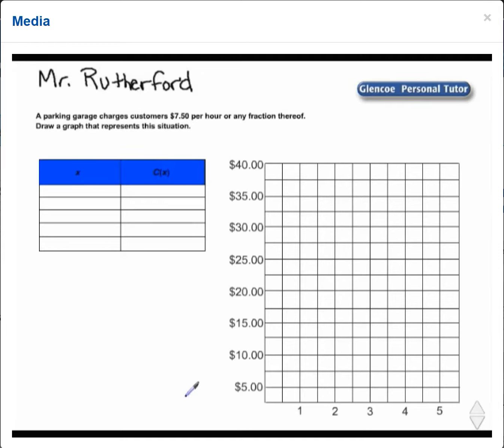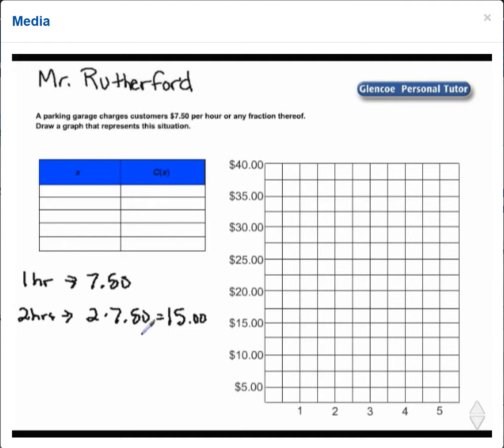Notice here that our total charge is always going to be a multiple of $7.50. So that means that after 1 hour, our charge is going to be $7.50. After 2 hours, our charge will be 2 times $7.50, which equals $15, and so on and so forth.